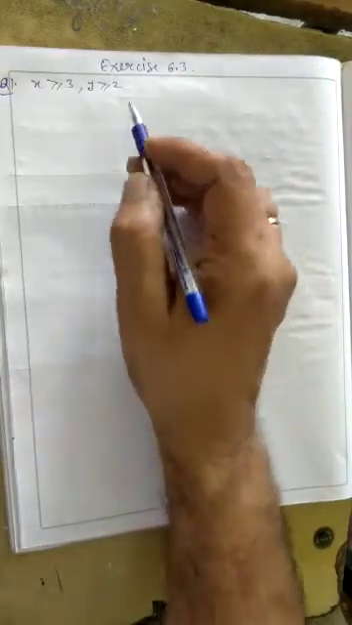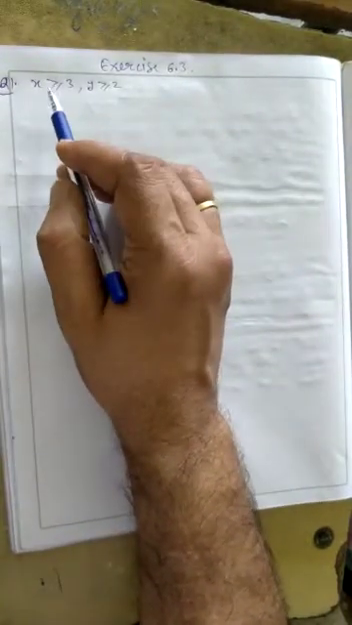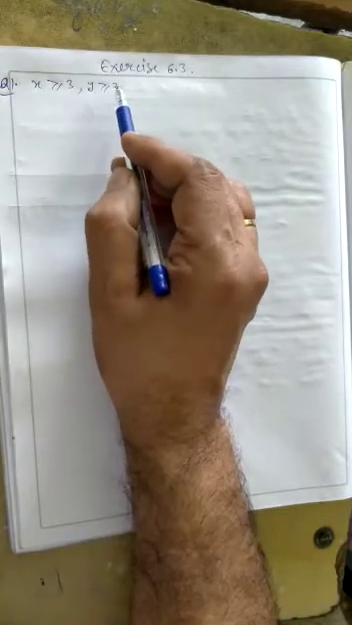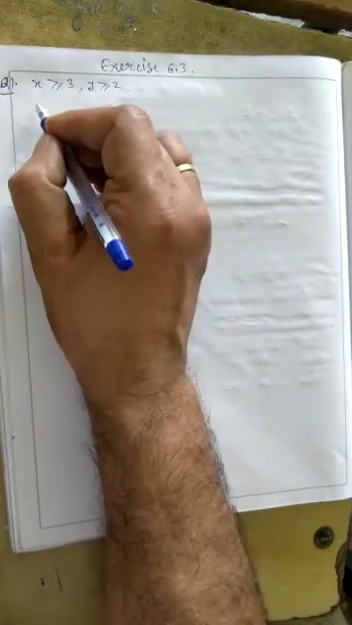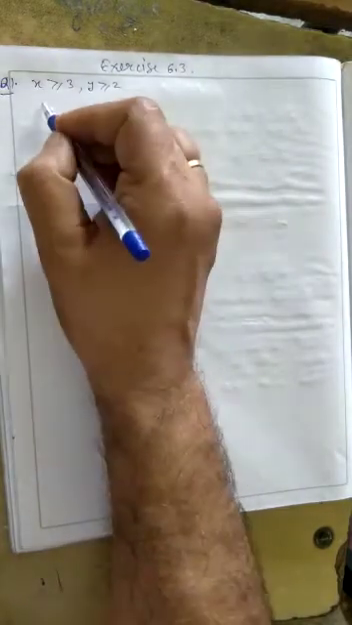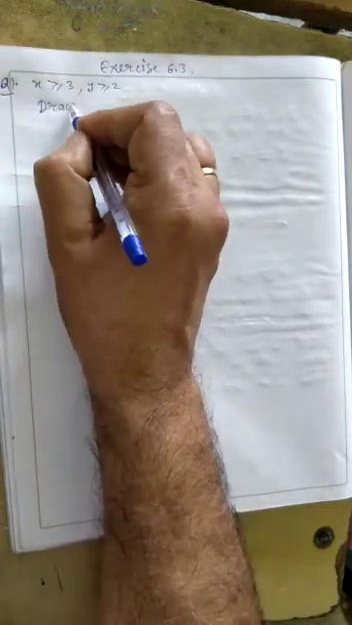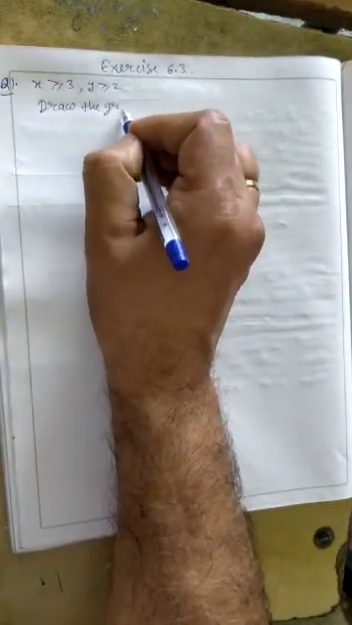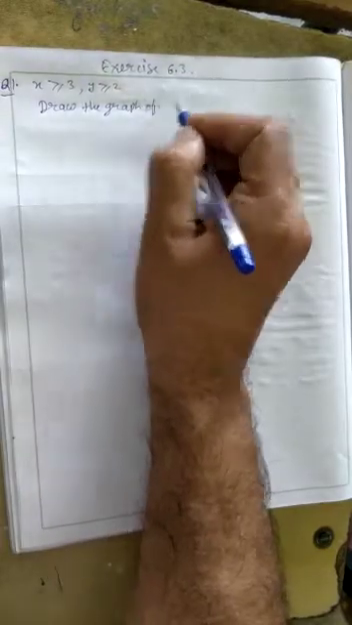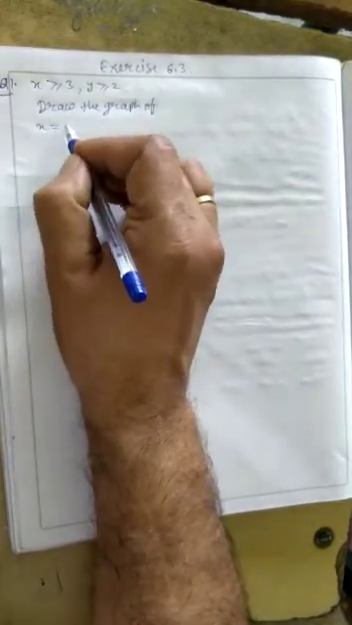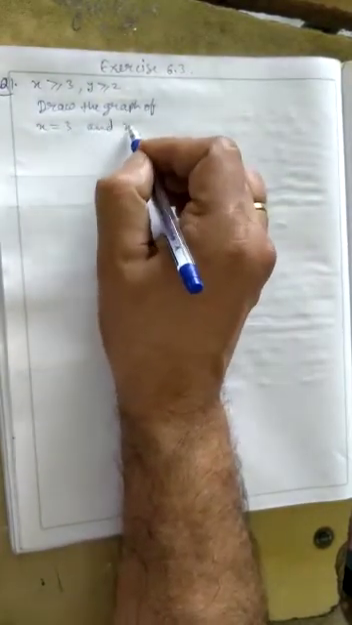Students, exercise 6.3, question number 1. x greater than or equal to 3, y greater than or equal to 2. For the solution of these inequalities, draw the graph of x equal to 3 and y equal to 2.